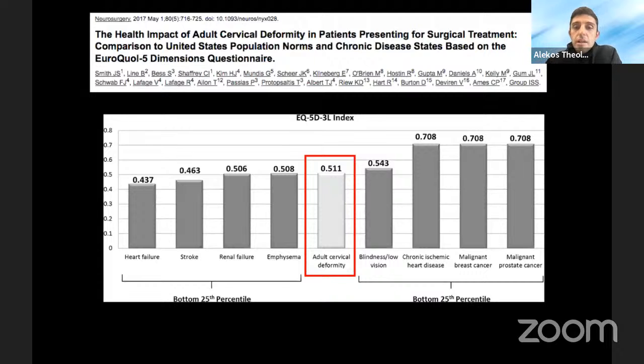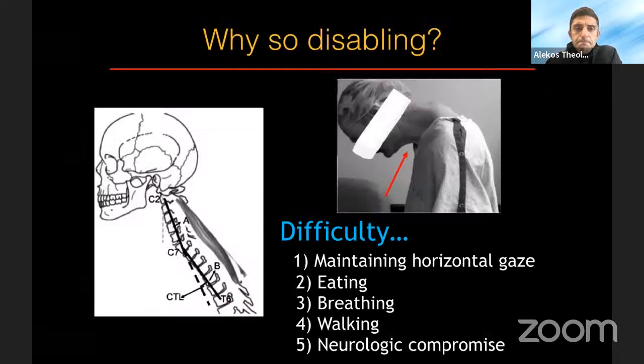So extremely disabling condition. The reason why it's so disabling is a variety of factors. When you get to the point on the right, clearly this affects maintaining horizontal gaze. Eating can be compromised. You're going to get a chin on chest deformity, breathing.